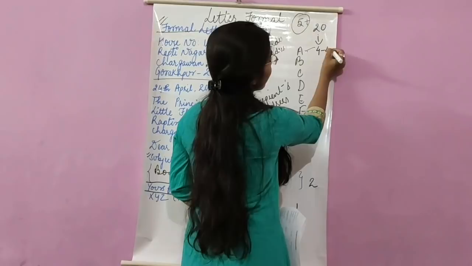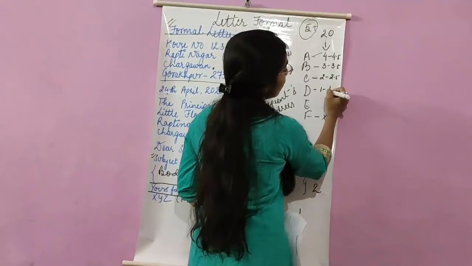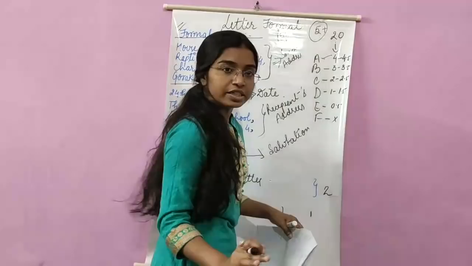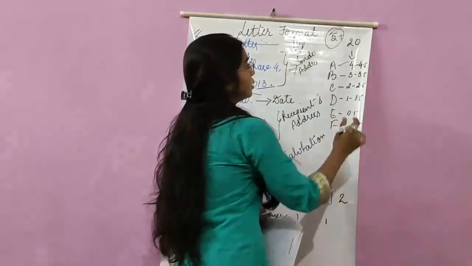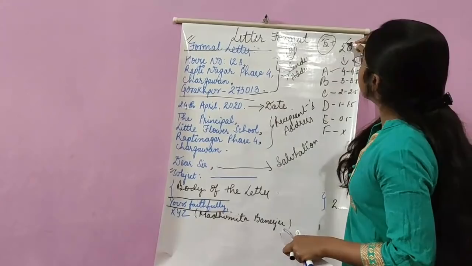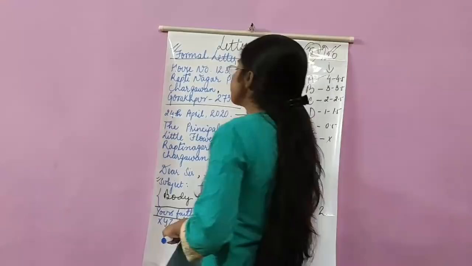If you get B grade, 3 to 3.5. C grade, 2 to 2.5. D grade, 1 to 1.5. E grade, 0.5. F grade means no mark for the letter. Whatever you score out of this 5, only that will be your mark for the letter. You will not be getting any mark carried forward from essay if you get an F grade. So, that is why I told you that day that this essay is important, because it will not only be deciding the mark of the essay, it will even decide somewhere the mark of your letter.